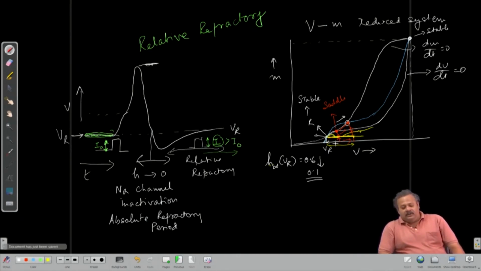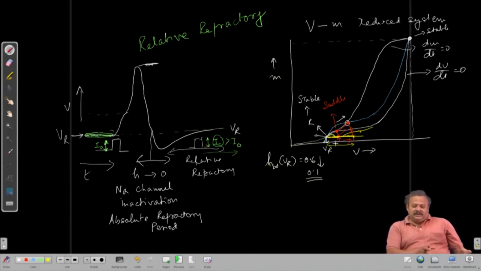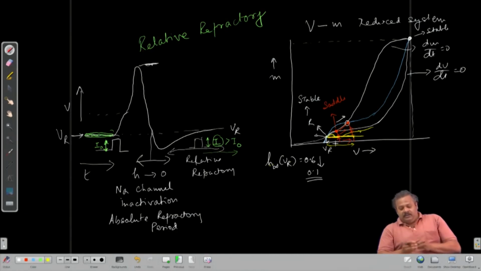In this period, even though the voltage is at rest or very close to rest, the same values of VR as before the action potential do not reflect the same condition of the system. Remember, it is only VR. The previous history of the system, which is the lowering of H, or sodium channels being inactivated and H staying there, makes the system behave in this manner. And this phenomenon allows us to explain the relative refractory period.